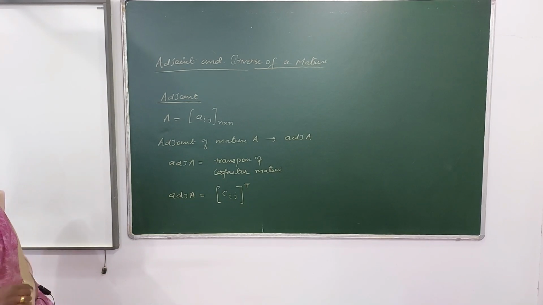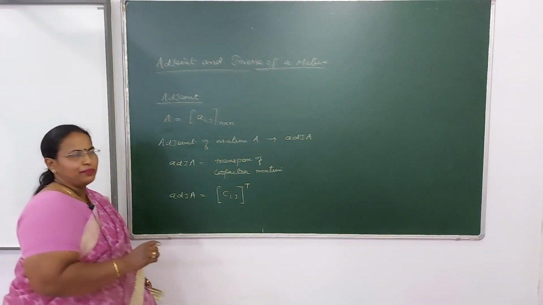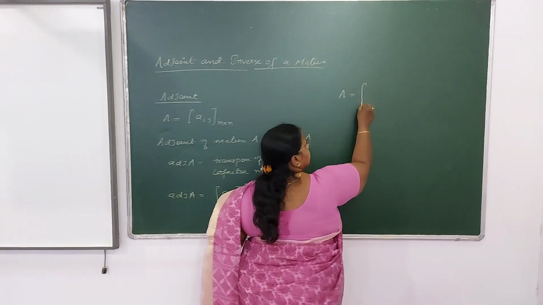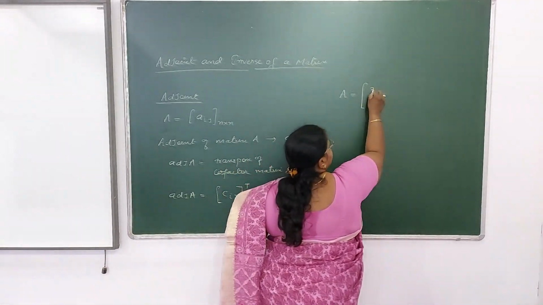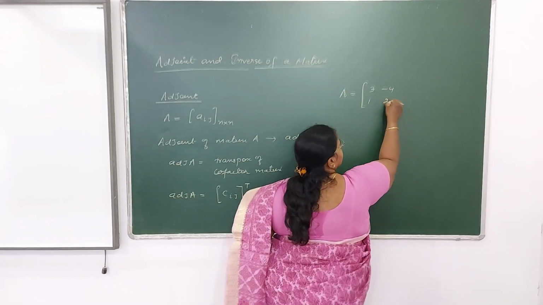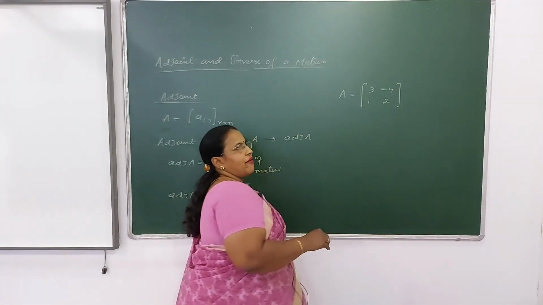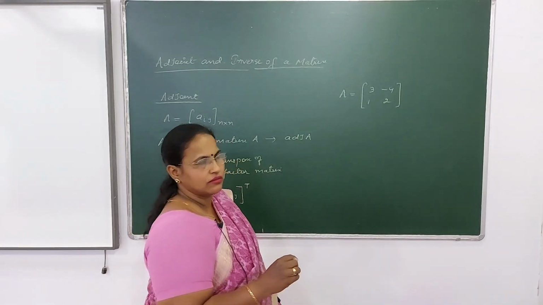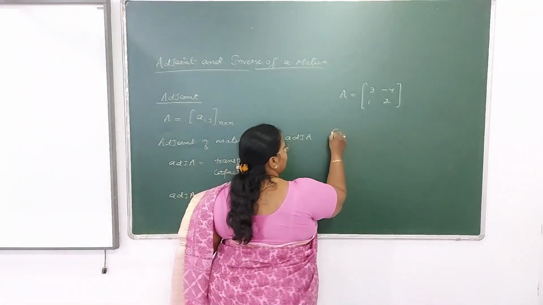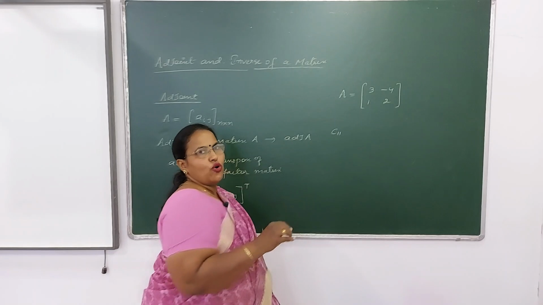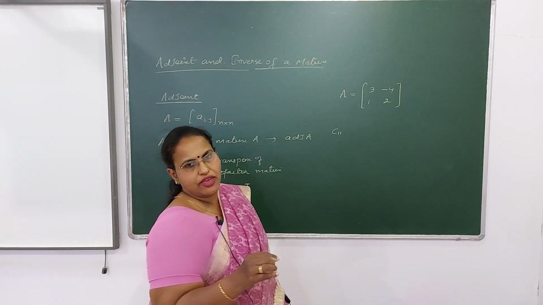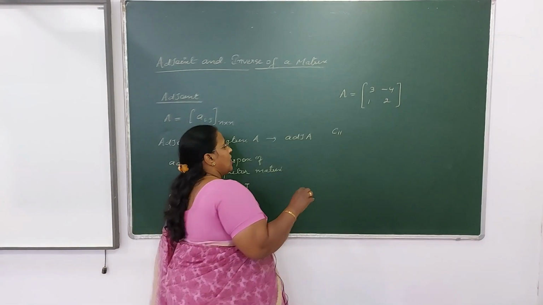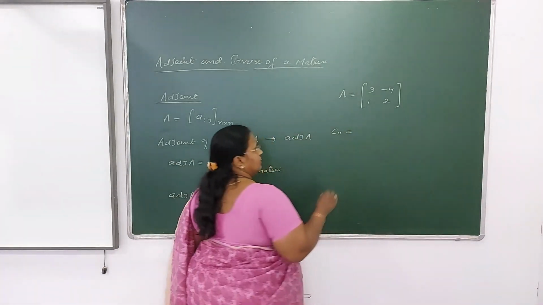Okay. Let us take a very simple example. Let A be a square matrix with the elements 3, -4, 1, 2. So for writing down the adjoint, you need the cofactors. Let us start with the cofactor of the very first element, A11. The cofactor of A11 is C11. How to find out C11?